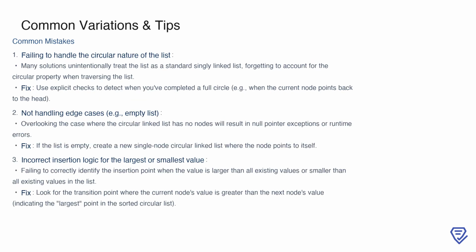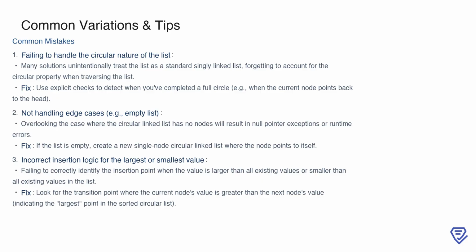One of the most common mistakes when working with sorted circular linked lists is failing to account for their circular nature. Unlike a standard singly linked list, the last node in a circular list connects back to the head. If you don't explicitly check for this circular property during traversal, you might either traverse indefinitely or miss critical insertion points. To avoid this, you should include a condition that detects when you've returned to the head node, signaling that you've completed a full loop.